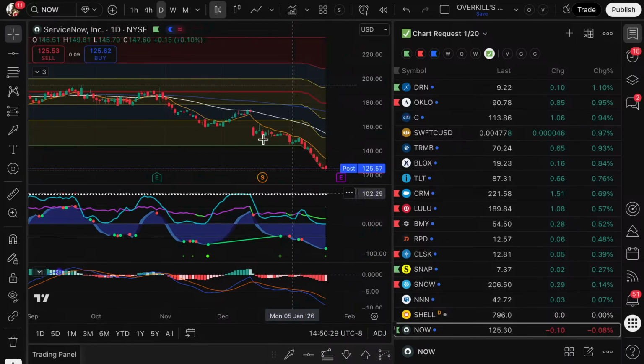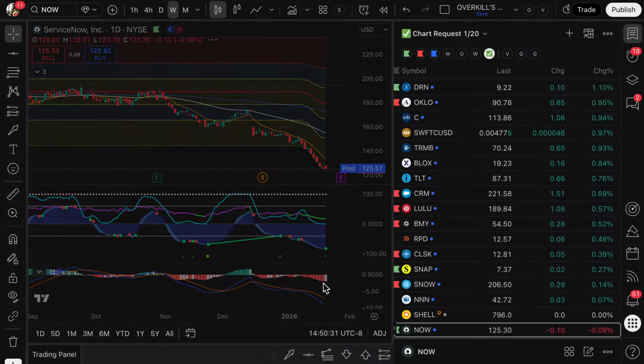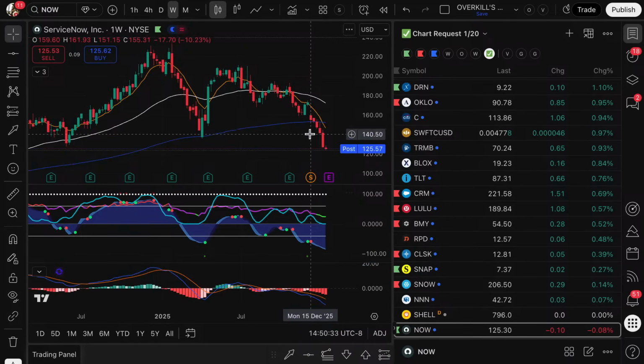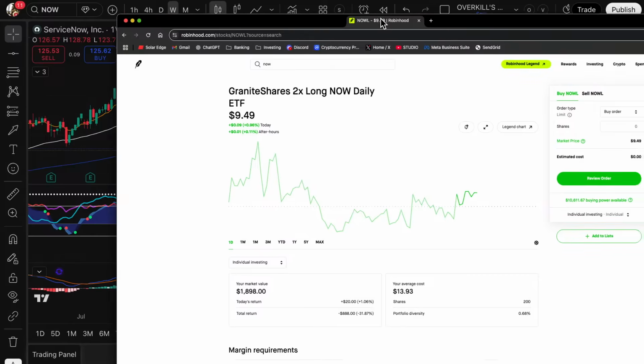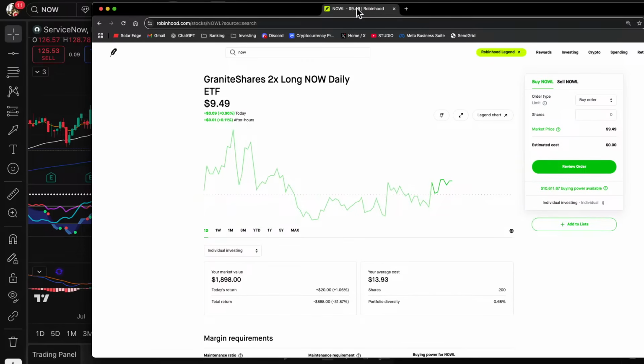So it came down, right? We got that weekly signal there. I think I bought it after that weekly signal came, around 145. Now it's down 20% or something like that, so I'm going to add a little bit to this. I'm down 31% on the position.